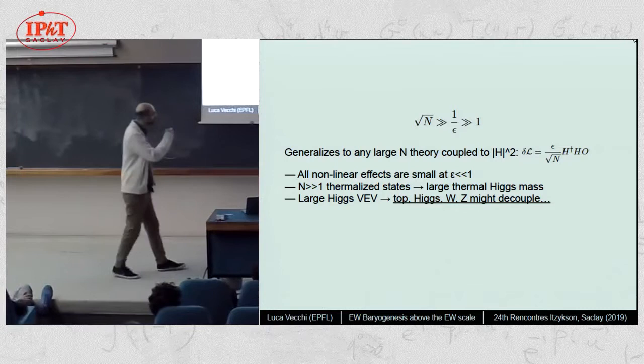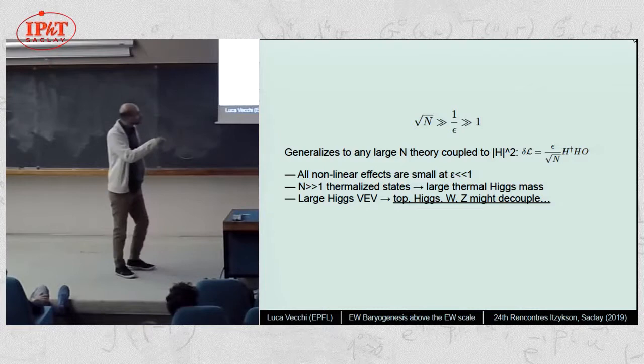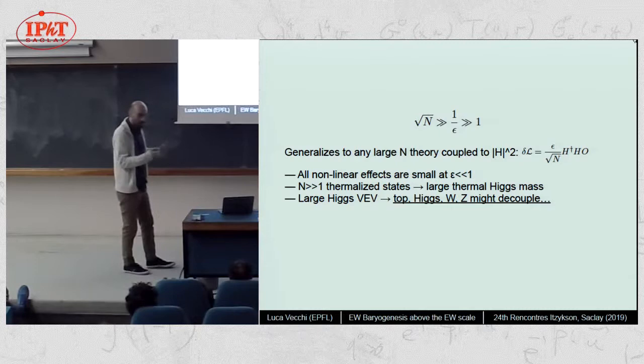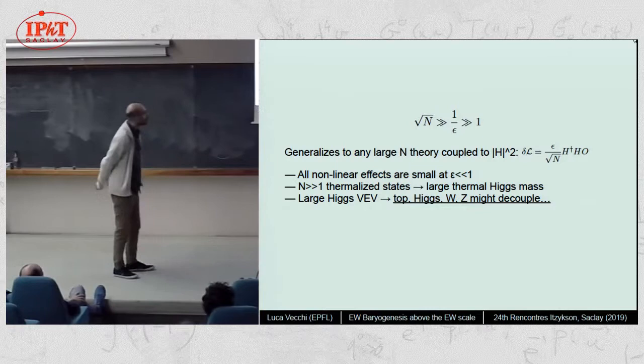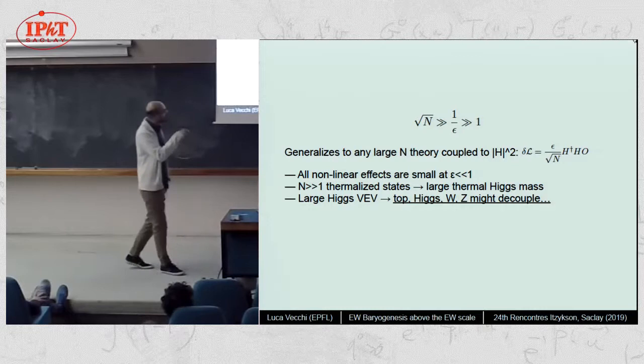Again, if epsilon is very small, the theory at zero temperature is perturbative. You have everything under control. But as soon as you thermalize, and the point here is that you have to thermalize n states, a lot of states that have weak couplings. So you have to do something funny in a way, right? You have to wait long enough in order to thermalize n states. But as soon as you have done that, you have many, many of these states around, and therefore you have large coherent effects. So this is a weird thing. And these large coherent effects can induce a large Higgs mass, thermal Higgs mass.